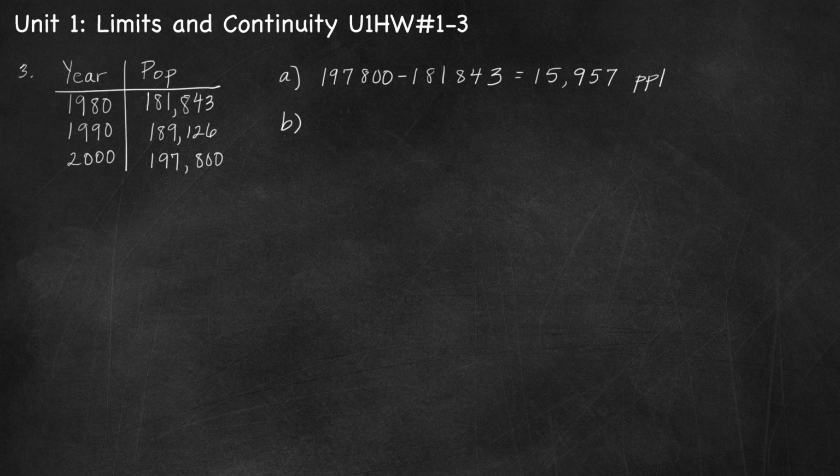So the total amount of growth between 1980 and 2000 is 15,957 people, but that is a change over 20 years. So to get the average per year, we would want to divide that by 20. And that gives us 797.85, or approximately 798 people per year.